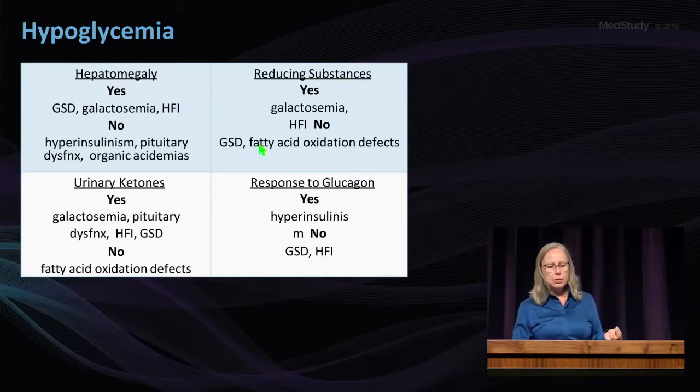You should not be throwing reducing substances. Big livers: GSD, galactosemia, HFI. No: primary hyperinsulinism, pituitary dysfunction, and your organic acidemias. Ketones, yes: galactosemia, pituitary dysfunction, HFI, and GSDs. No to fatty acid. And remember, you might throw off a few. It can be hypoketotic, but really the difference is, are you throwing a whole bunch or not very much? And your response to glucagon. Oh, and that should be down there too. So hyperinsulinism should respond to glucagon. GSD, you won't. HFI, you won't.